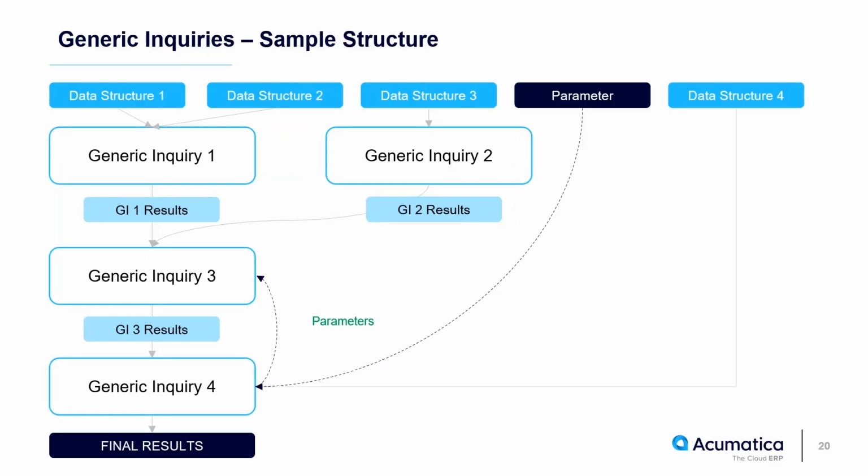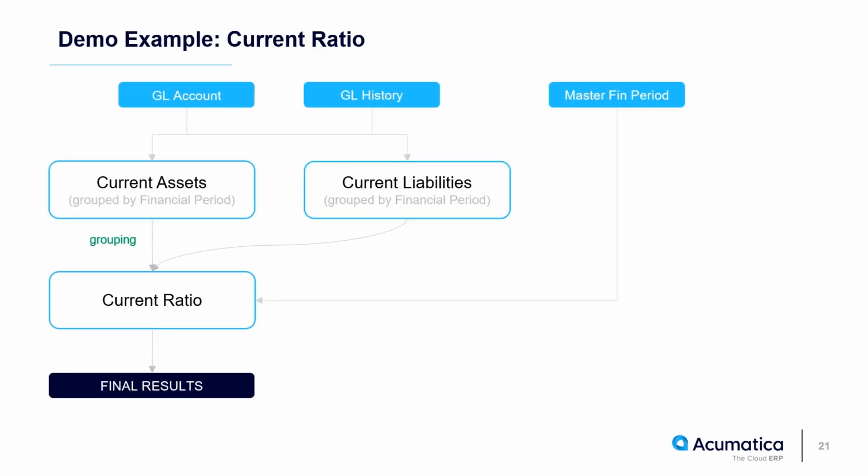Here's a sample structure. Notice that the fourth generic inquiry is formed using the result of other GIs as well as original data. Parameters can be passed through the structure. I will demonstrate how we can calculate the company's current ratio and post it to a financial dashboard.